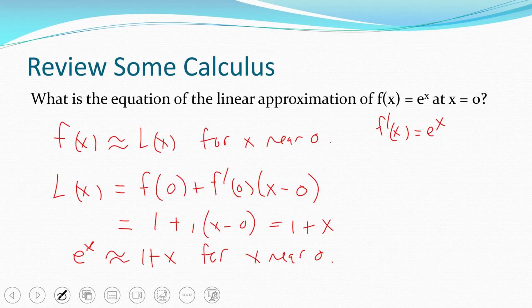And that's really not that bad of an approximation. As long as you use x as 0.1, 0.2, or negative 0.15, these are numbers near 0, and yeah, it gives you about what e to the x is.